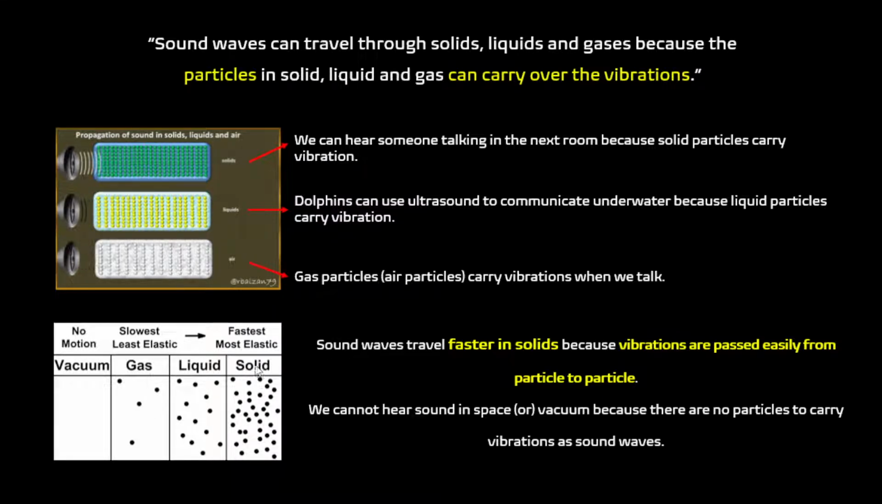Let's say, right, for solids, we're going to have like 15 to 20 messengers. For liquid, we'll have, let's say, around 7 to 8 messengers. For gases, we have around 3. So it means that if we have more messengers, more particles, the sound waves will be delivered faster. Okay, so that's how the concept works. But for vacuum, we cannot hear sound in space or vacuum because there are no particles, okay? There are no messengers to carry our vibrations as sound waves.